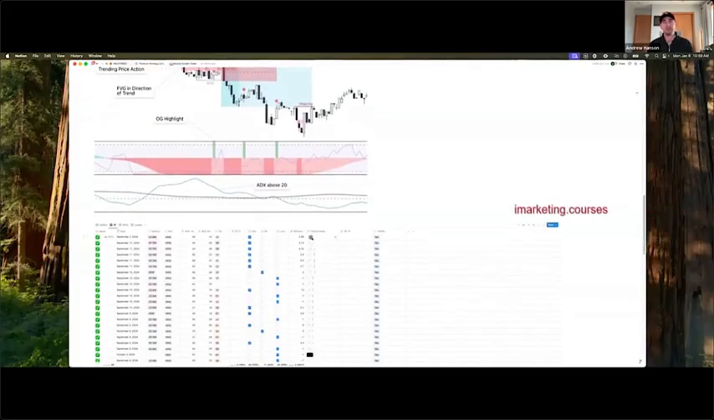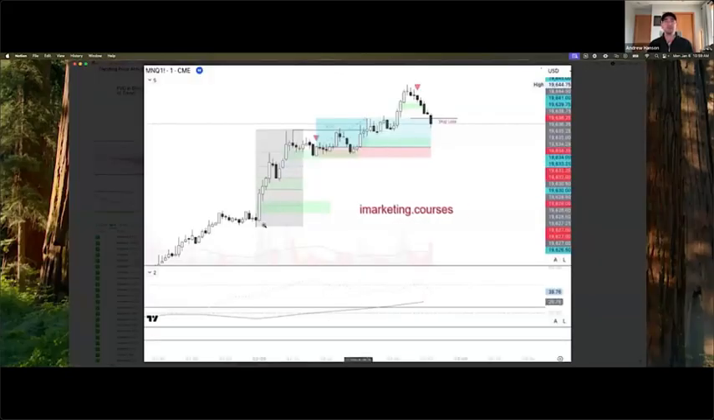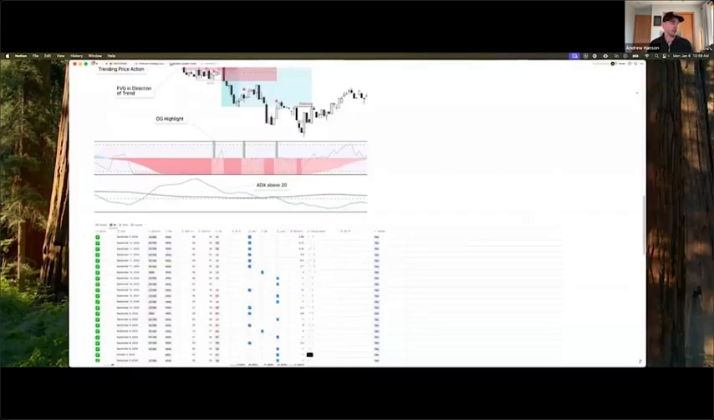Bunch of examples here. Here's another one. Price is trending. We've got a fair value gap right here. Price comes down. I know we don't have the OG on this one. Actually, I don't want to show you guys that because I don't want to confuse people.